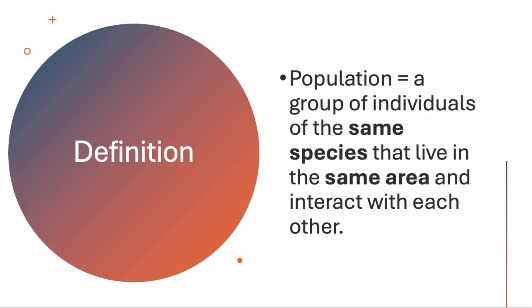Understanding populations is important for ecologists because it helps them study how groups of organisms grow, change, and are affected by things like disease, predators, and environmental changes. By studying populations, we can learn how to better protect endangered species and manage our natural resources.